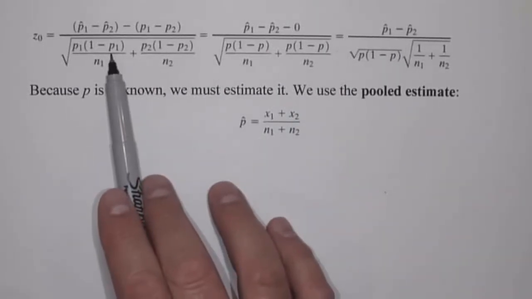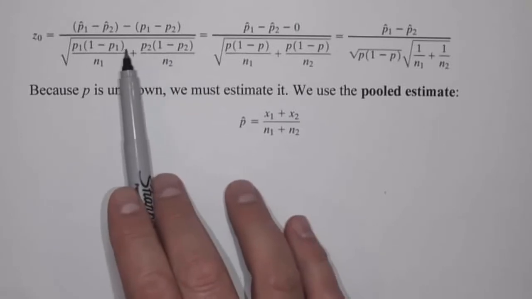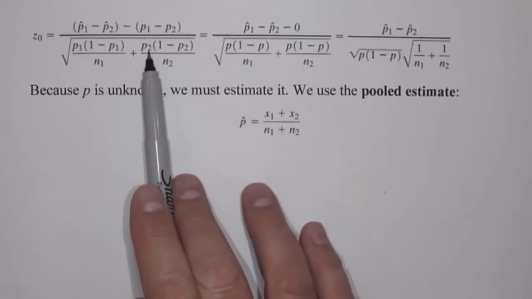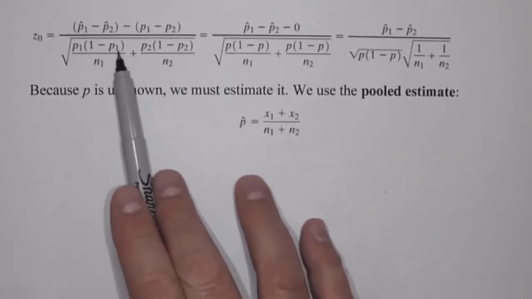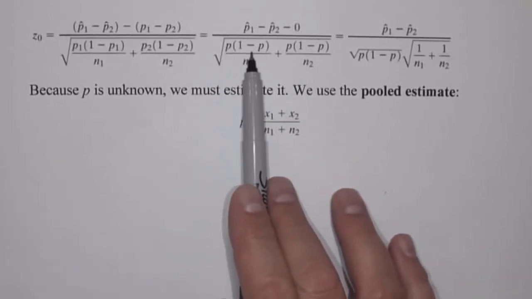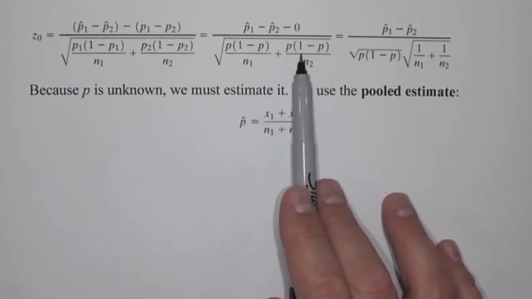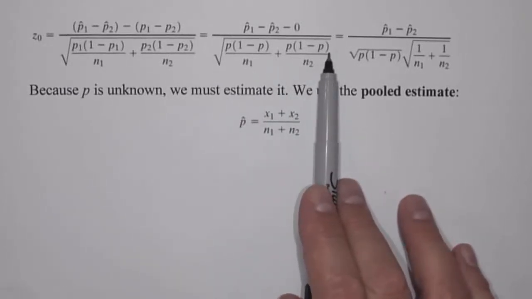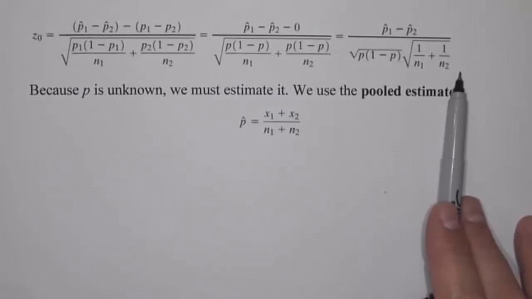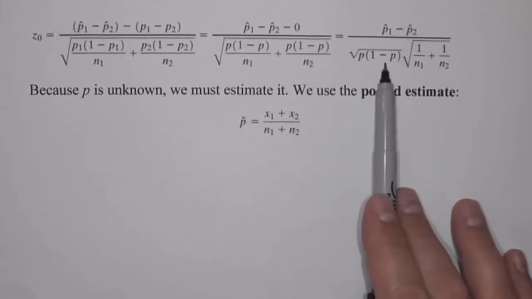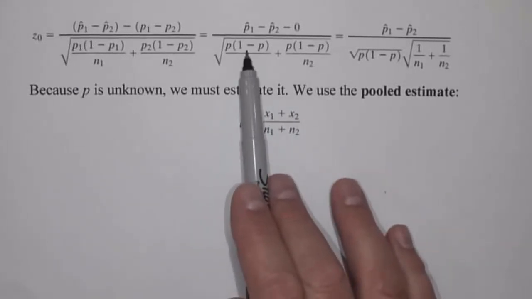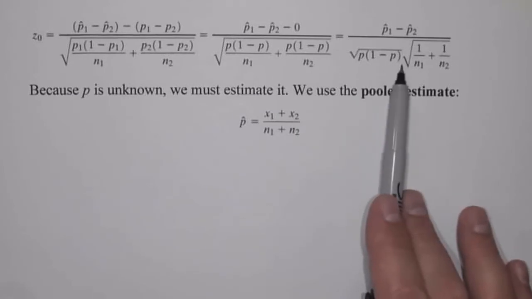Now, if p1 and p2 are equal to each other, then we'll just call those generically p. So if p1 equals p and p2 equals p, then we can replace the p1 and p2 with just p here. That's what's being done here. So we have p times 1 minus p over n1 plus p times 1 minus p over n2. And then we can factor out the square root of p times 1 minus p. So we have the square root of p times 1 minus p times the square root of 1 over n1 plus 1 over n2.